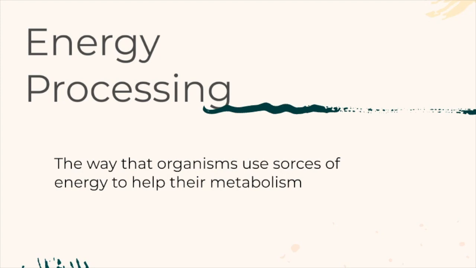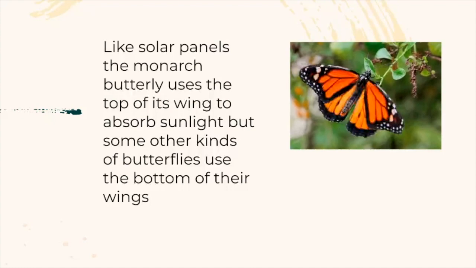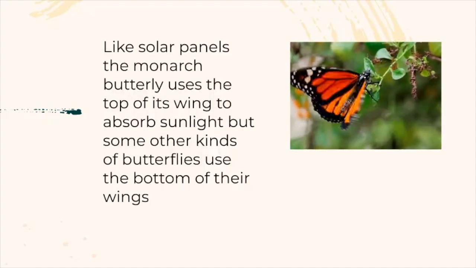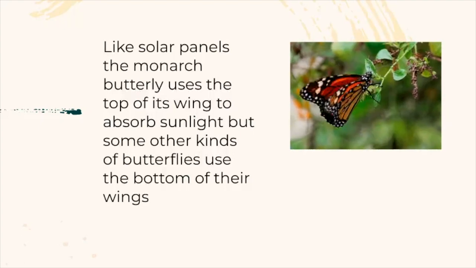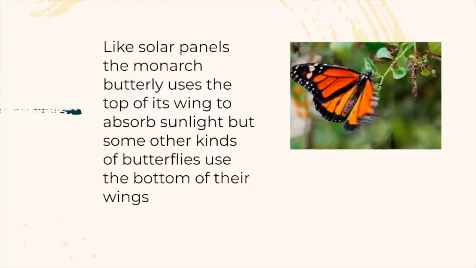Energy processing: the way that organisms use sources of energy to help their metabolism. An example of this would be how butterflies use their wings. Like solar panels, the monarch butterfly uses the top of its wings to absorb sunlight, but some other kinds of butterflies use the bottom of their wings.